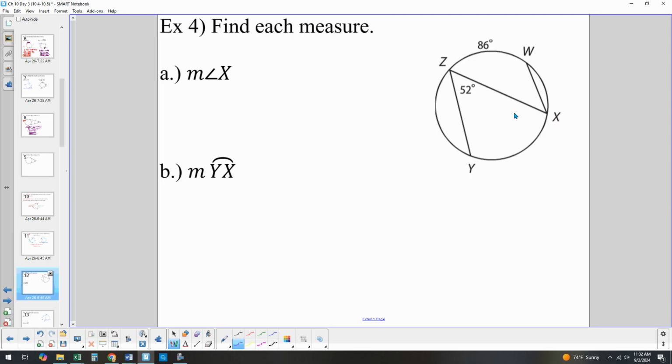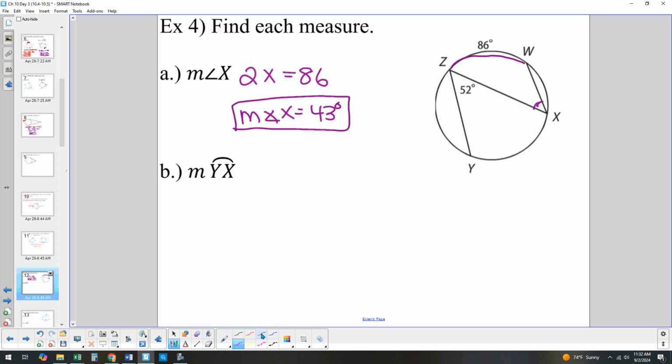So we're going to find each measure. The measure of angle x is here. That is an inscribed angle. The intercepted arc is 86 degrees. So 2 times the angle equals the arc. So the measure of angle x is 43 degrees. When I want arc yx, that's an intercepted arc. The inscribed angle was 52. So we're going to, again, set up 2 times the angle equals the arc. I'm just going to put the whole thing in here for now, because 104 will equal the measure of arc yx.